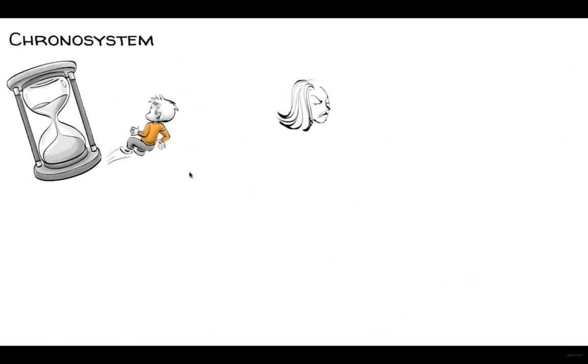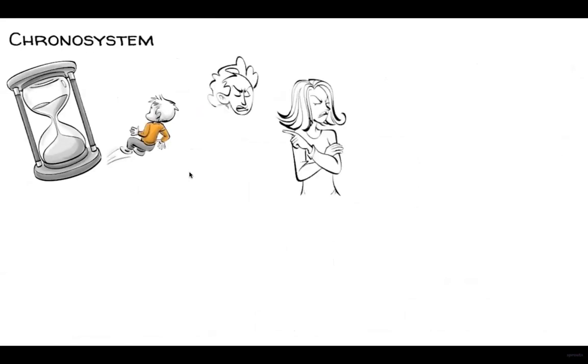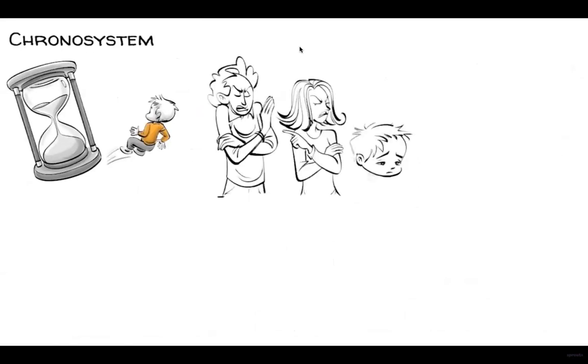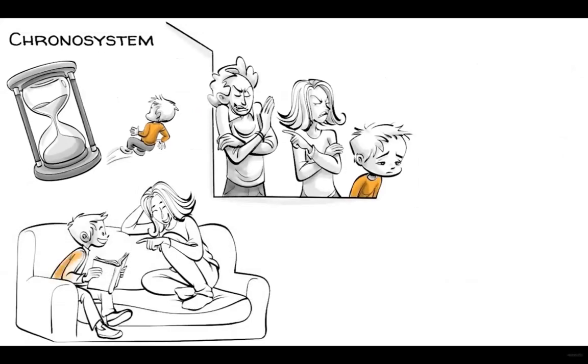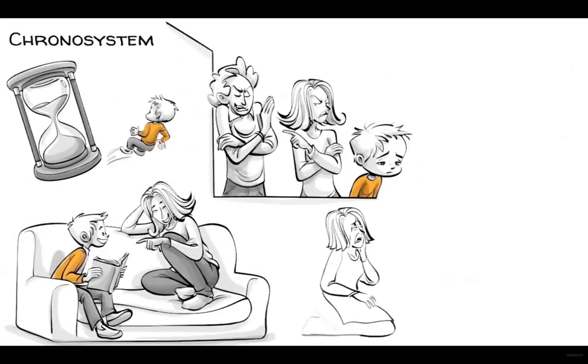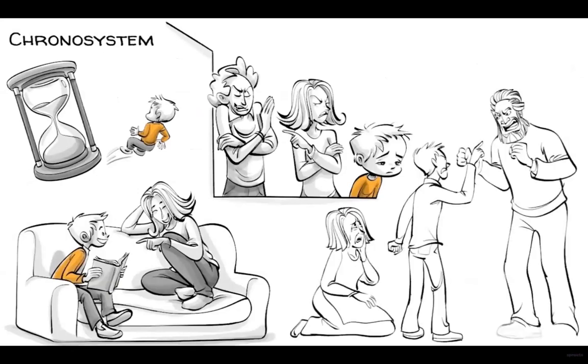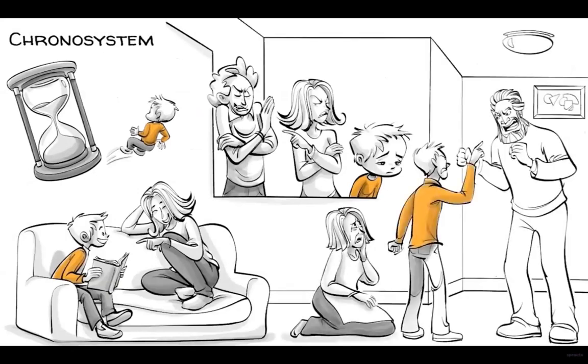The chronosystem refers to changes in the child and the environment over time. As the child grows up, the parents may stop loving each other and divorce, which can be traumatic for an 8-year-old boy. 5 years later, he may have come to terms with how things turned out. But when the boy turns 16, his mom's new boyfriend moves into their tiny apartment, and things get difficult again.